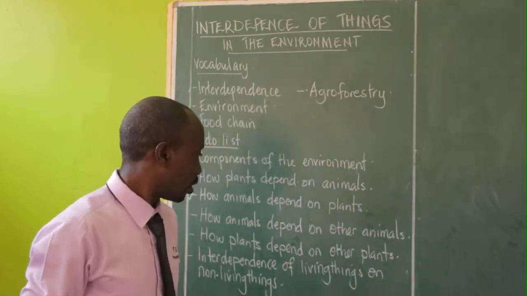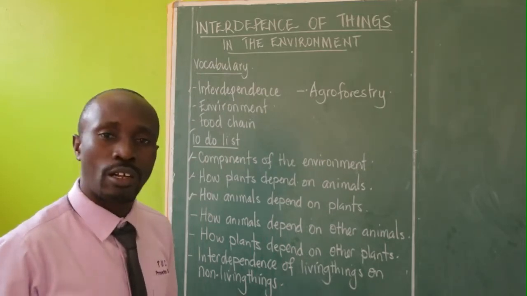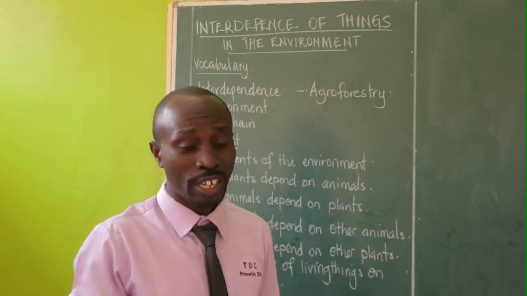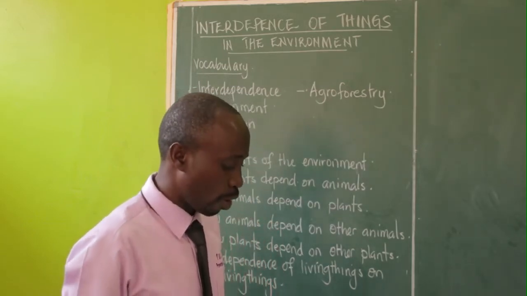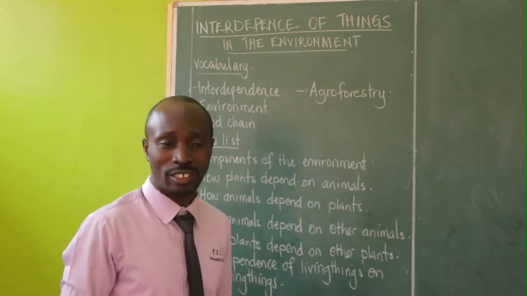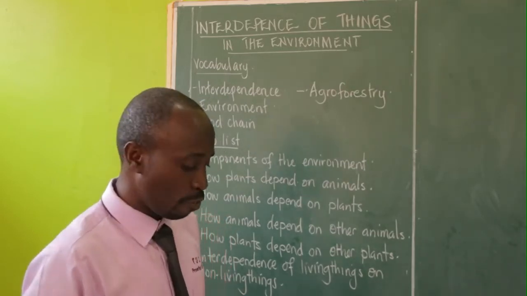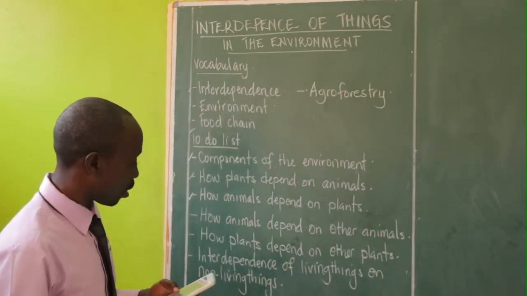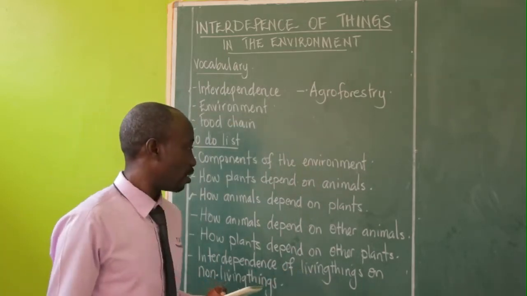Then we also get wood fuel, because it is an energy that is used mostly in villages. They use wood fuel, even in town, because charcoal comes from plants, and charcoal is wood fuel. So that one is also one of the things that we get from plants.